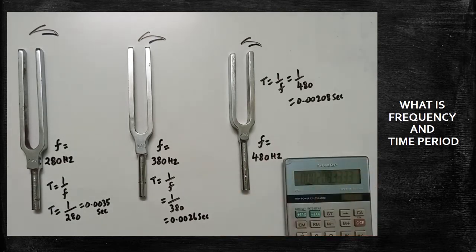So look at the time taken here. In this case, the prong takes 0.0020 seconds to complete one vibration, complete vibration. So we have calculated the time period in all tuning forks. In the meantime, we have learnt what is frequency. Are you clear? Next, we are going to learn what is angular frequency.